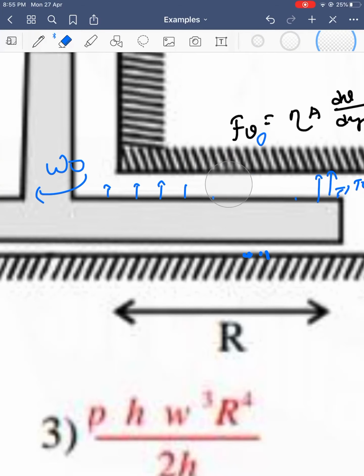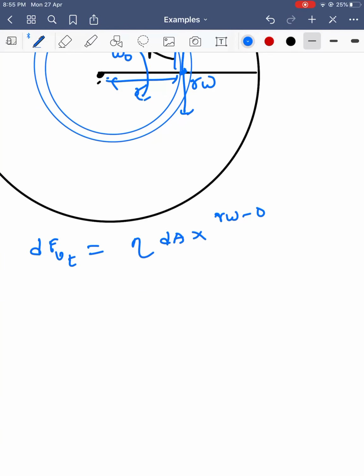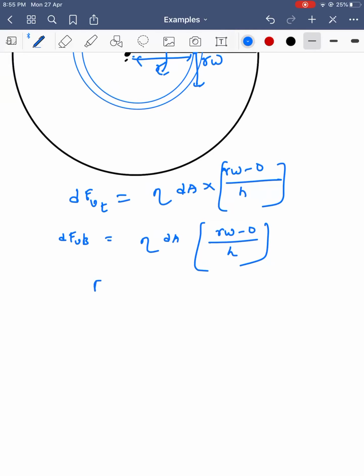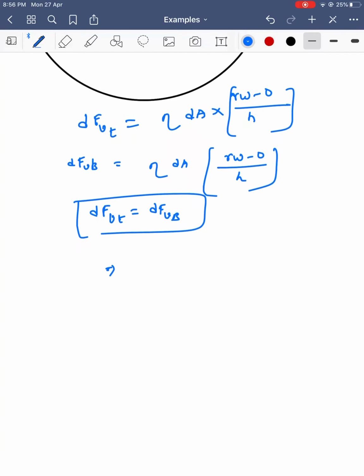We are not considering the sides, we are considering from the top, where the velocity is equal to 0. So it comes to r omega minus 0 by h, where h is the height. What about the bottom? The dF viscous force at the bottom is equal to nu dA, and the bottom has the same velocity, r omega minus 0 by h. Which means the viscous force at the top is equal to the viscous force at the bottom.